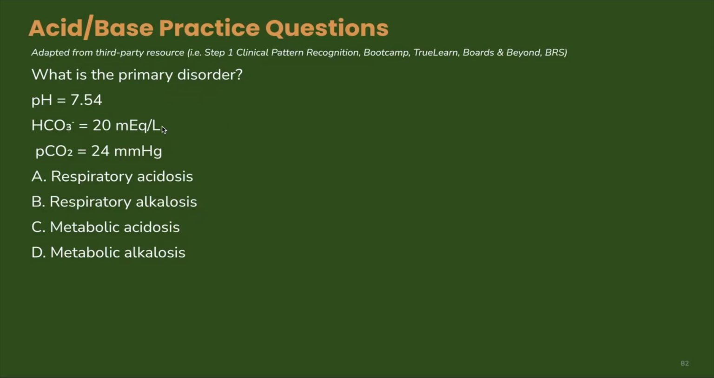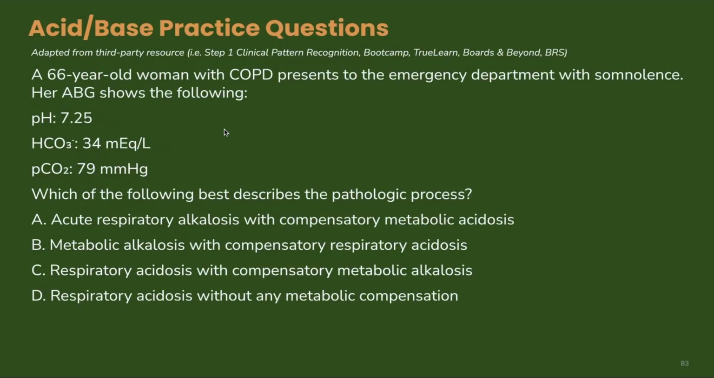So what's going on with this metabolic acidosis that's happening here? Well, now we've identified, this is the compensatory mechanism that's kicking in to try to bring our pH back to where it should be. Okay, let's do another one. A 66-year-old woman with COPD presents to the ED with somnolence. Her arterial blood gas shows the following: a pH of 7.25, bicarb is 34, PiCO2 is 79.